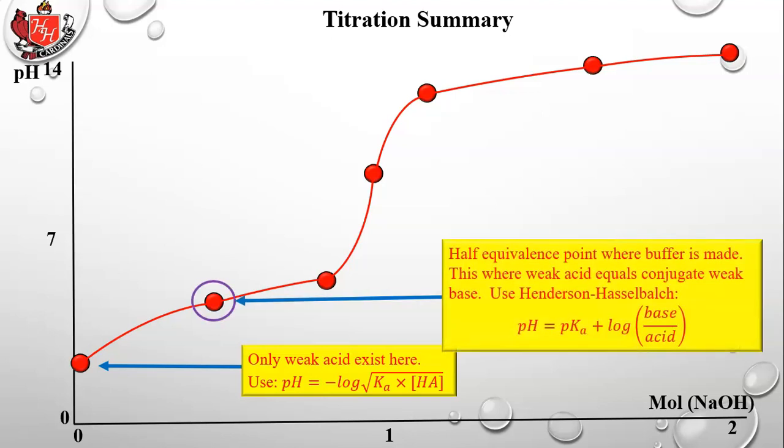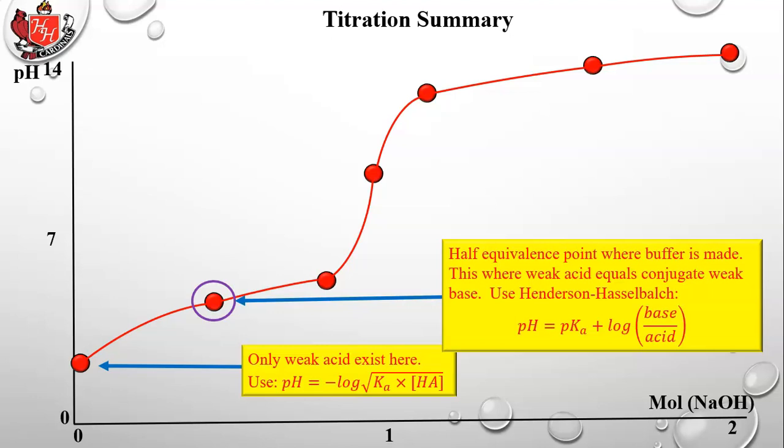Next, we are going to look at the half equivalence point. That's where a buffer is made. Just memorize that: buffers are made at the half equivalence point. What does that mean? It means you've used half of your weak acid, which means you've created an equal number of moles of your conjugate weak base. So those two numbers are going to be equal. In the case of our example, it was 0.5 moles of both.